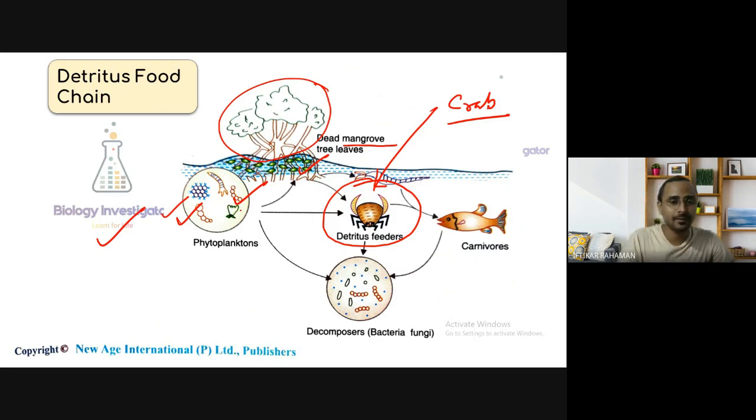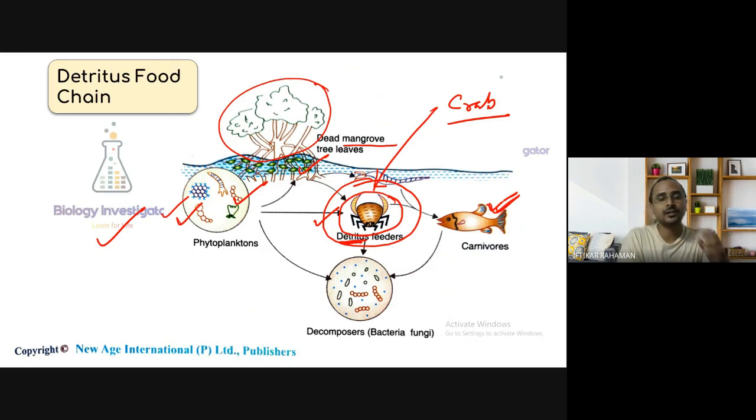যদিও যখন ওরা মরে যাবে, ফাইটোপ্ল্যাঙ্কটন এবং সেই গাছপালাগুলো, তখনই সেই টিস্যুগুলোকে এই ক্র্যাব খেয়ে ফেলবে। So this detritivore, or this detritus feeder, that means crab, is further being eaten by some carnivorous fishes. These fishes can eat this crab, or this detritivore. So this is known as detritus food chain.